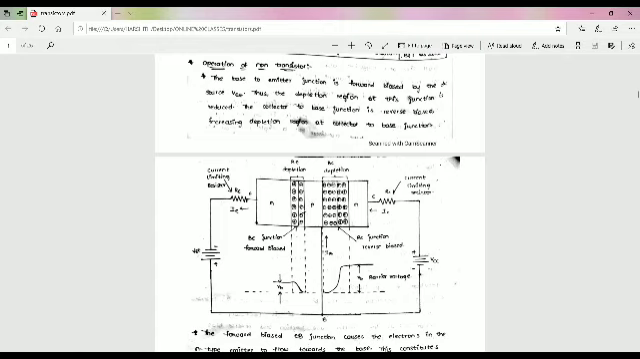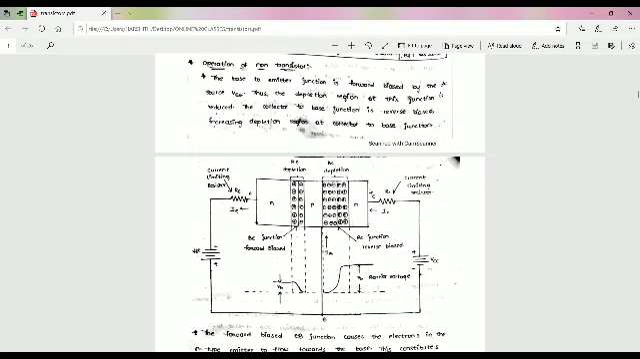The collector to base junction is reverse biased. This is the reverse biasing. N is connected to the positive terminal of the battery. So in this reverse biasing, the depletion region is increased at the collector to base junction.